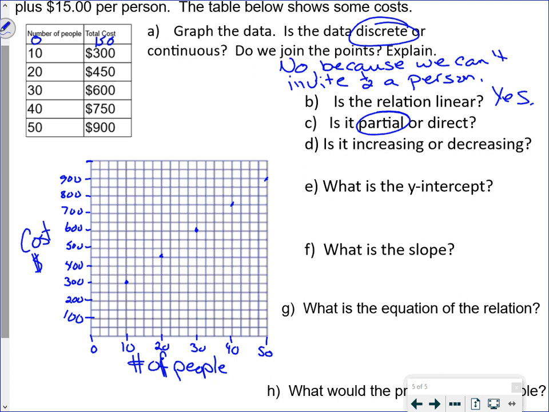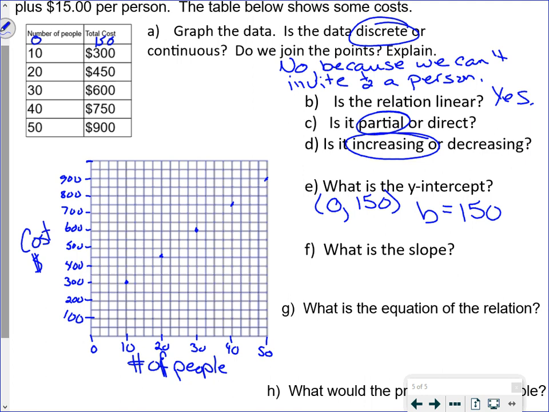Okay, is it increasing or decreasing? As I start from the left-hand side of the graph and work my way to the right, it is going up. So this is increasing. Now, what is the y-intercept? The y-intercept, we go back to the point where x equals 0, and we figured that to be 0, 150. So the y-intercept, represented by b, is $150.